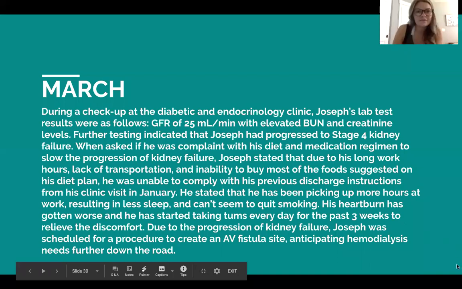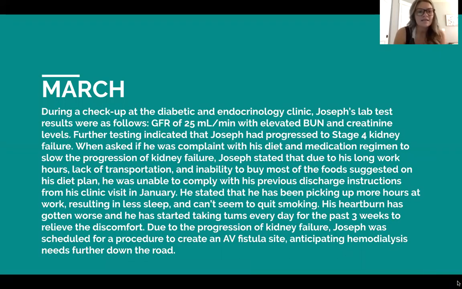All right, so here we are a few months later. Joseph is at a checkup at the diabetic and endocrinology clinic. His lab test results were as follows: a GFR of 25 milliliters per minute with elevated BUN and creatinine levels. Further testing indicated that Joseph had progressed to stage 4 kidney failure.